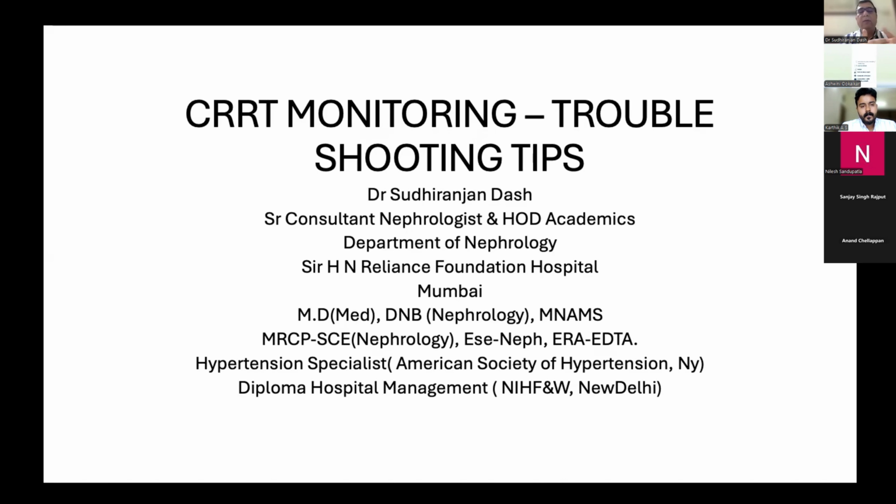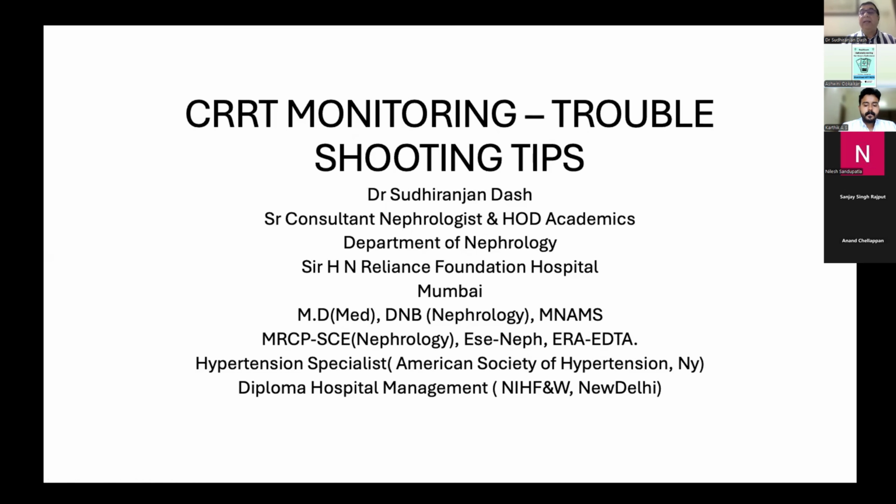I'm talking about the machine monitoring, not the patient monitoring at this moment, since it is not in the scope of the topic itself. I will talk more on the CRRT monitoring itself. And in the CRRT monitoring, what is essential for us is to learn the CRRT machine itself. This CRRT machine is a very complex machine.